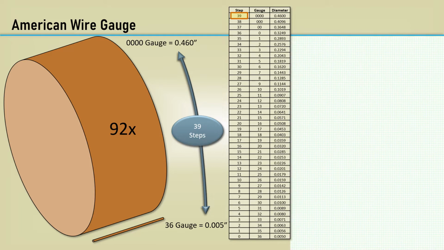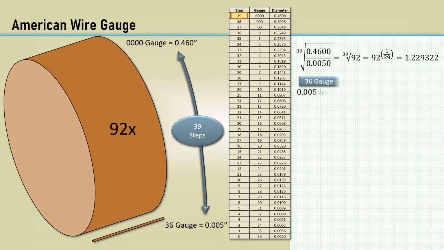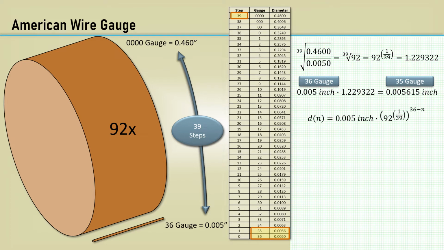The common ratio for the geometric progression will be the 39th root of 92, or 1.229322, with the base gauge being 5/1000ths of an inch for 36 gauge. To get the diameter for 35 gauge, multiply 5/1000ths by the common ratio to get 5.6/1000ths of an inch. Here's a general equation for calculating the diameter of a specific gauge N. You can see if the gauge is 36, the exponent becomes 0, and the result is 5/1000ths of an inch.